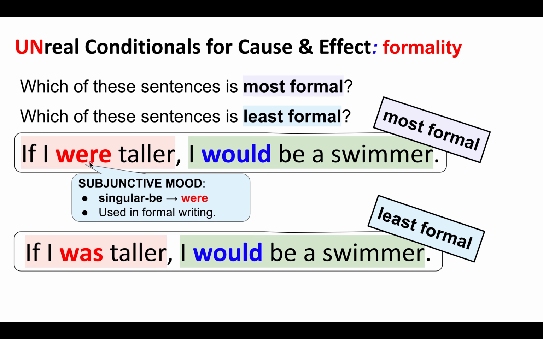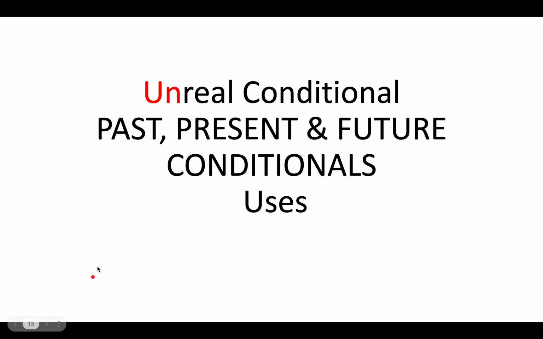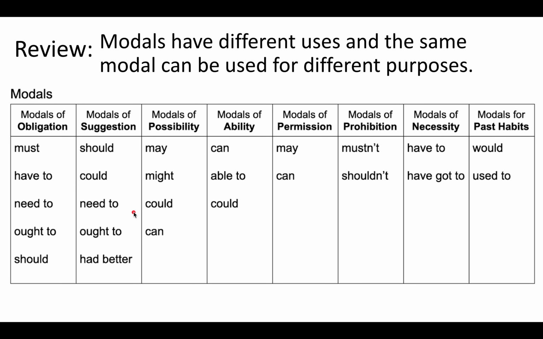This is because were is the subjunctive mood. In other words, singular be becomes were. This is used in formal writing. It's also a mood that's disappearing in English. On the other hand, was is more informal and it's more common in speech. So singular be: if I was, if he was, if he were, if I were, if she were, if it were. Okay? Subjunctive mood. Was is informal.